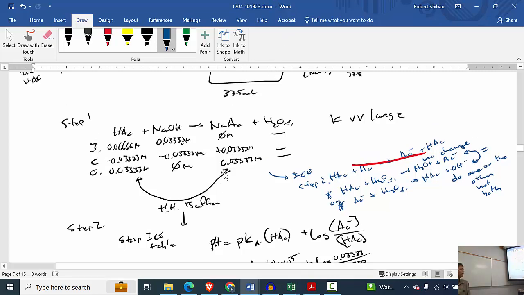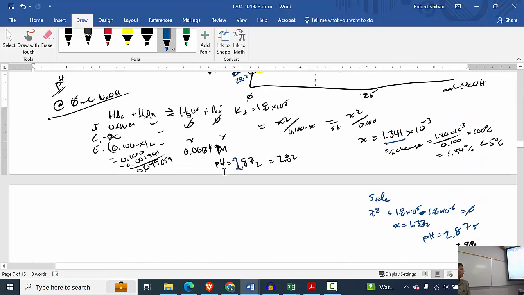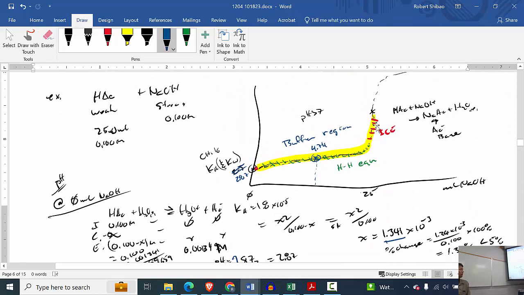It's very rare that we have to do it the ICE way in the buffer region. It's only at the very extreme. This is like less than a drop away from the equivalence point. So if you're less than a drop away from the equivalence point, then you might have to use the ICE table. Otherwise, we'll just use the Henderson-Hasselbalch.